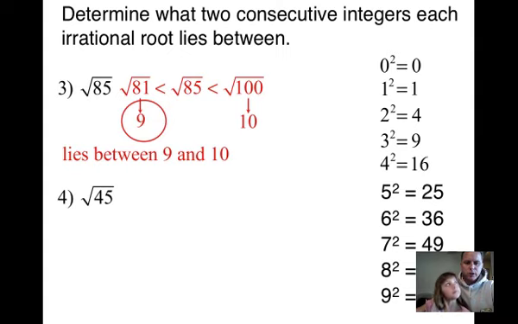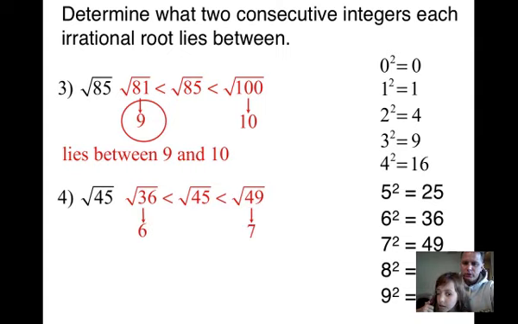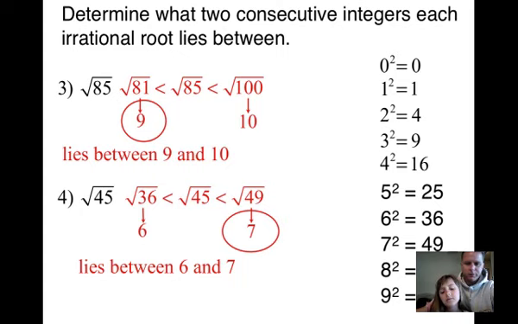Okay, so then we need perfect squares that are below and above 45. If you look, 45 is going to be between 36 and 49. Then we take the square root of 36. Square root of 36 is? 6. And the square root of 49 is? 7. Is 45 closer to 36 or 49? What do you think? 49. Yeah. So our answer is going to be closer to 7.